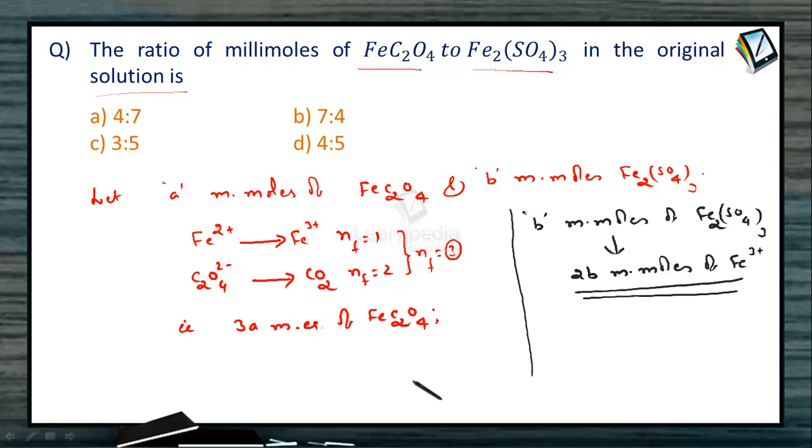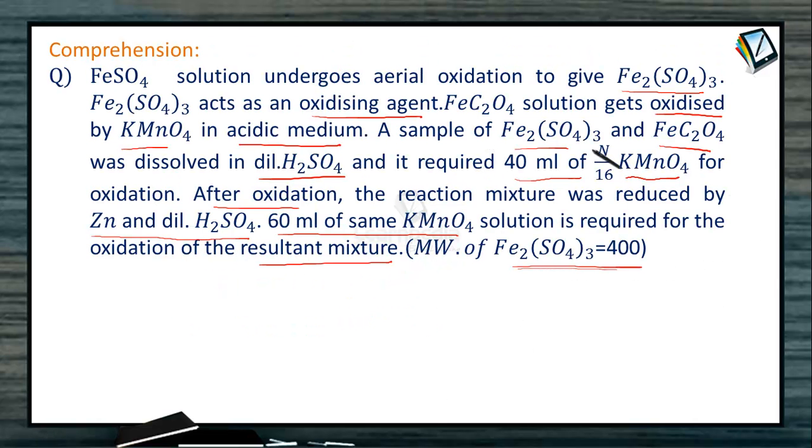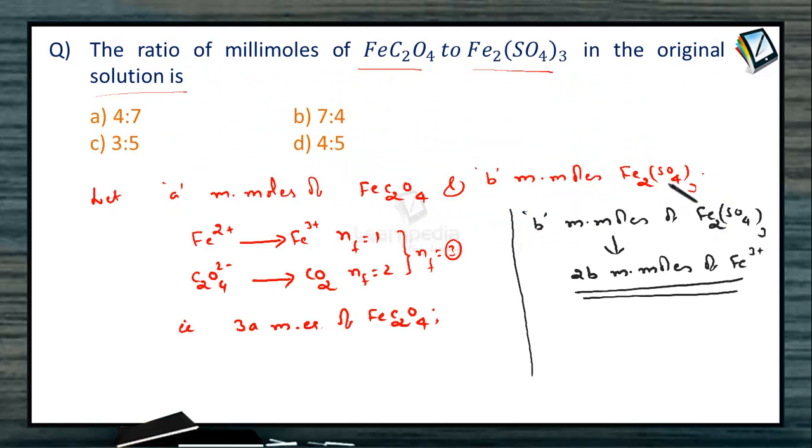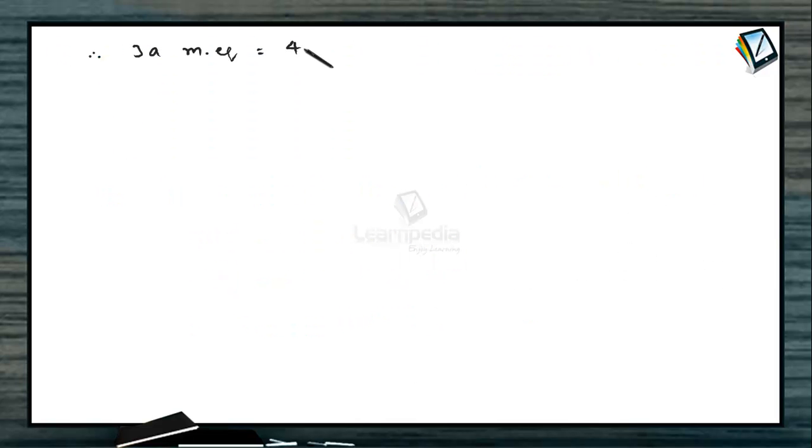So in the first instance, when the mixture is taken, ferric sulfate and ferrous oxalate dissolved in dilute sulfuric acid, it required 40 ml of N/16 KMnO4 for oxidation. This 40 ml of N/16 KMnO4 is used only for ferrous oxalate to get oxidized to ferric ions and carbon dioxide. Therefore, 3A milliequivalents is equal to 40 ml of N/16 KMnO4 in acidic medium.